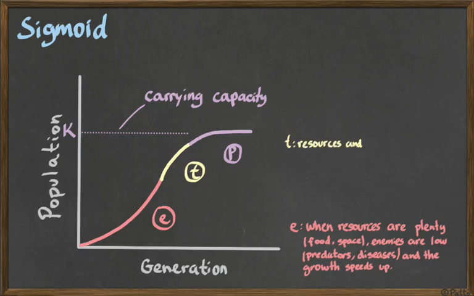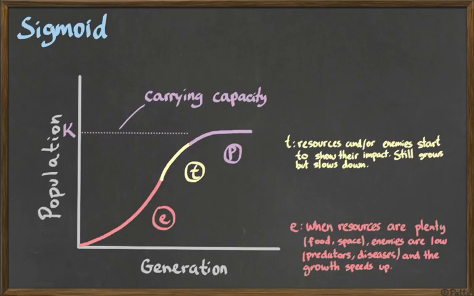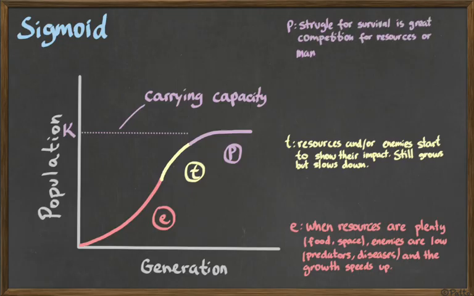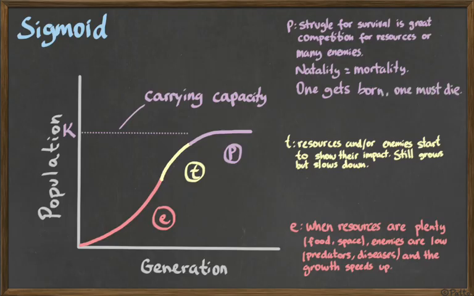And then you get to the transition. Resources and or enemies start to show their impact. The population still grows, but the growth now slows down. And then we reach the plateau, where you have a very big struggle for survival. You have lots of competition for resources or many enemies. And at that point, natality equals mortality. That means one gets born, one must die. So this is when you reach the plateau and you reach the carrying capacity. So the population stays there around the carrying capacity.